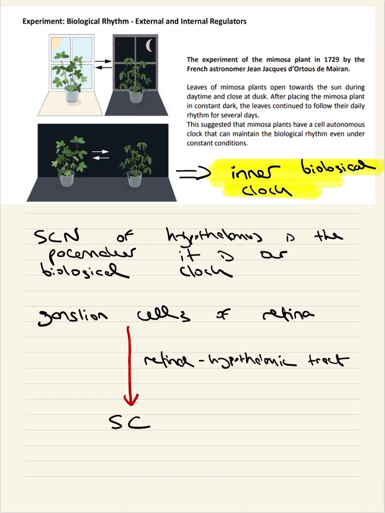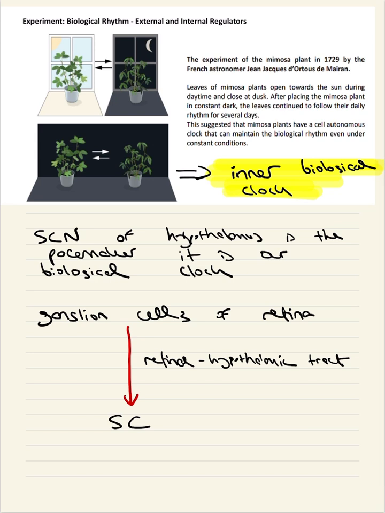What happens then is that the experimenter will block the light, so now it's permanently dark. So there's a stable condition. The outside condition doesn't change. It's stable, it's always dark. But the plant still opens its leaves and closes its leaves according to time, okay?